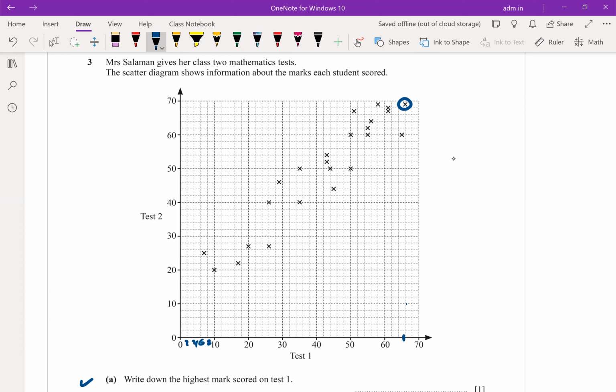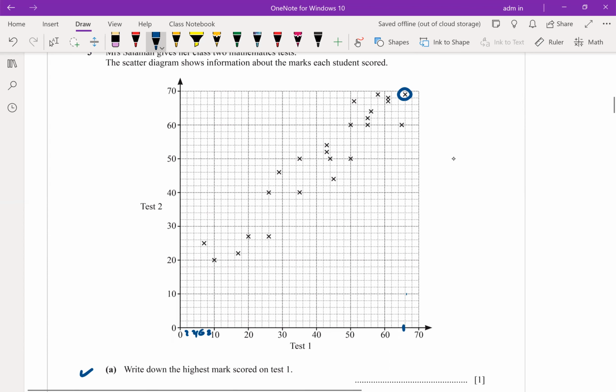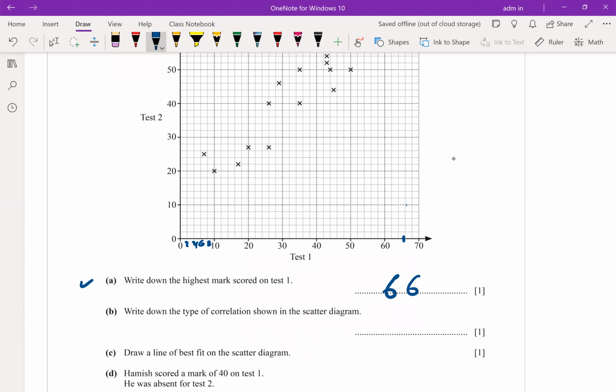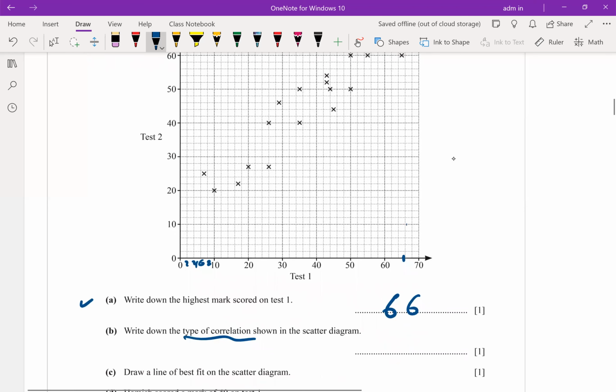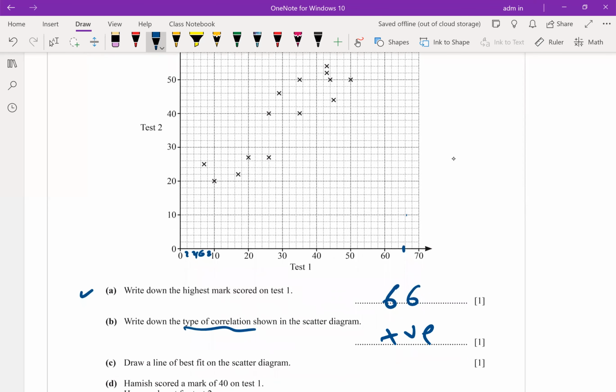66, right? For each small square, they represent 2. So this mark is 66. Clear? Write down the type of correlation. Is it positive or negative? Positive correlation. If the points are moving up, it will be positive correlation. If it is moving down, it will be negative correlation.